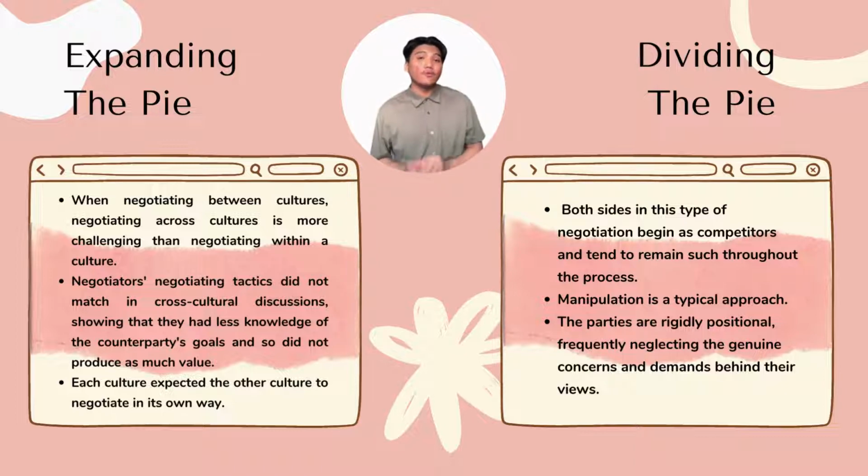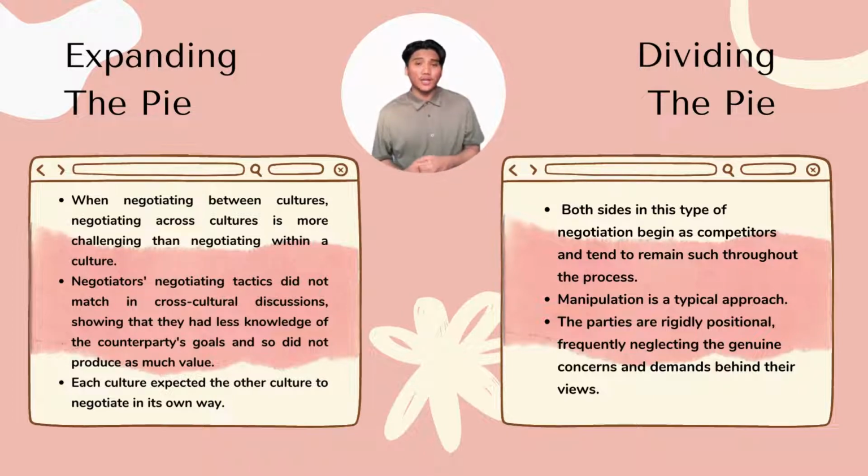Next, let's move to dividing the pie. Positional, distributive, or competitive negotiation, fixed pie negotiation, and zero-sum game are some of the names for the form of negotiation in which there is only one winner and one loser. Both sides enter this form of negotiation as competitors, and they frequently maintain that position throughout.